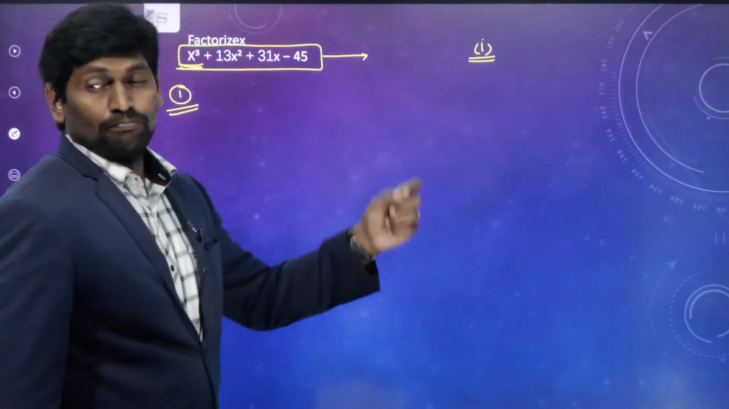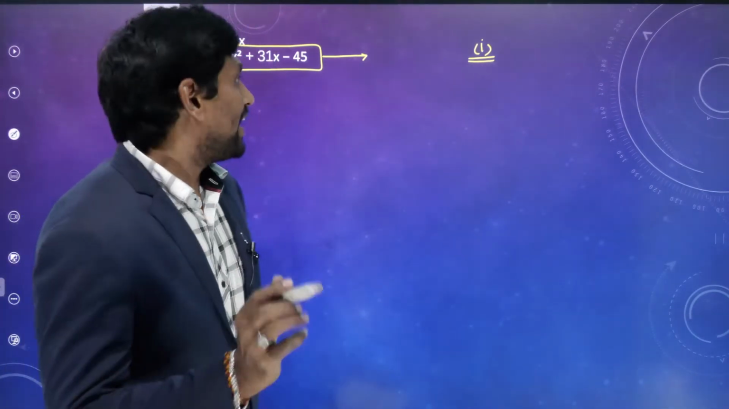Okay, but for a quadratic polynomial, we have 3 different types of methods. What are they? We can use the quadratic formula. What is that? Minus b plus or minus square root of b square minus 4ac, divided by 2a. Or we can use splitting the middle term, or the completing the square method. So there are 3 different methods for identifying the roots or solutions of a quadratic equation or polynomial.